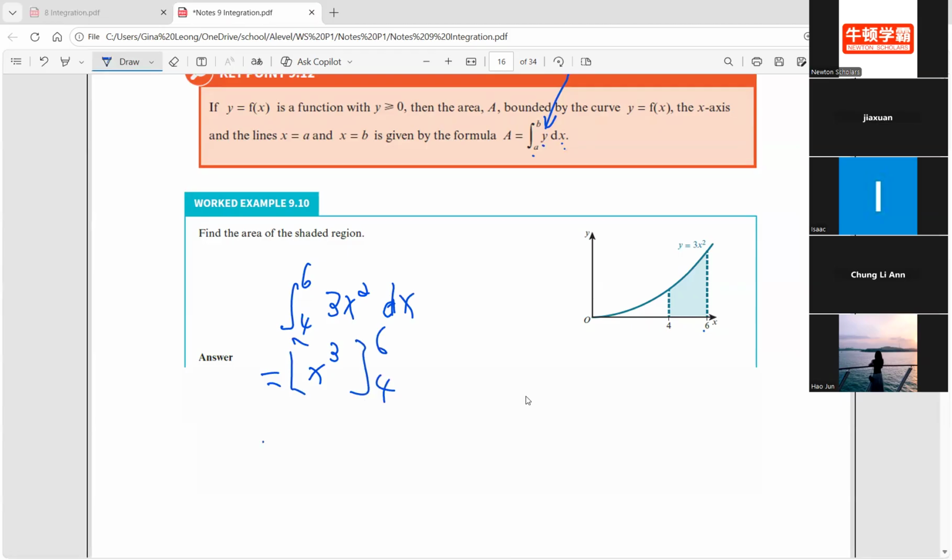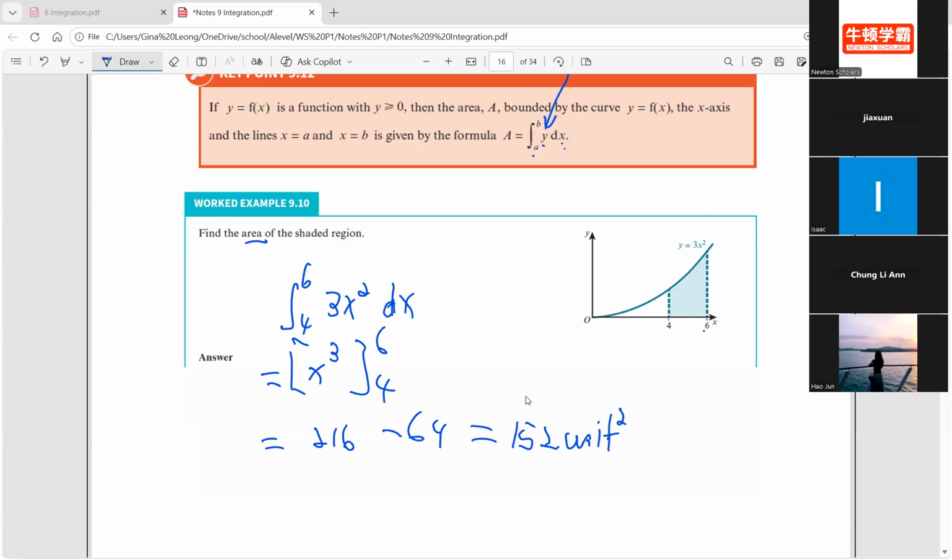Then 6, 4. So you just replace the 6 in here and the 4 in here. I will get 216 minus 64. Then after that, you will get 152 unit square. Because this is the area, when there is an area, that means it is unit square.